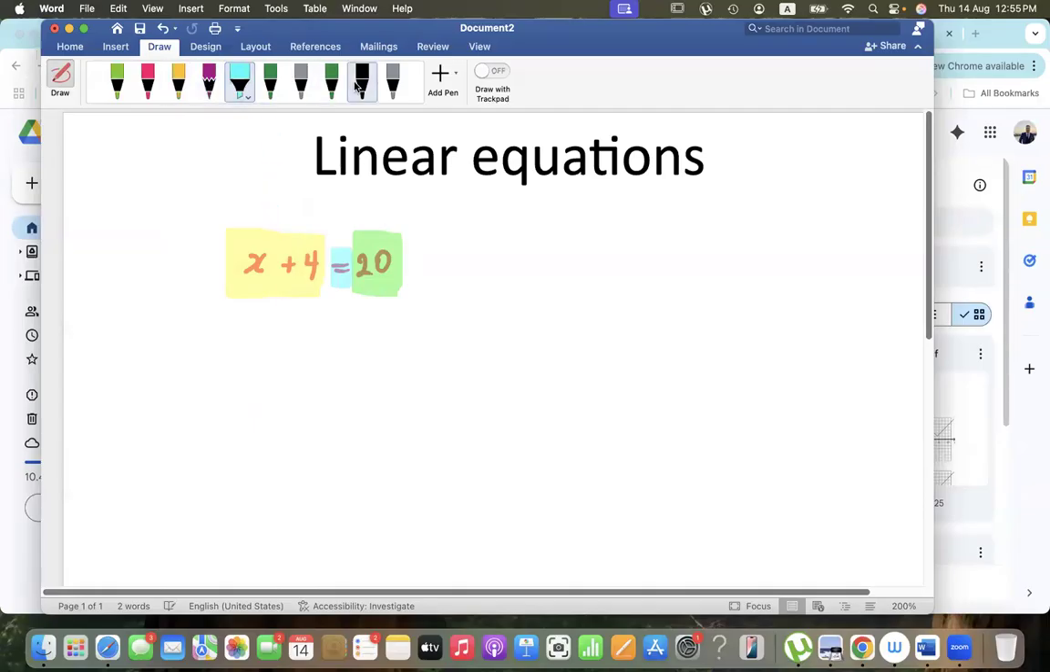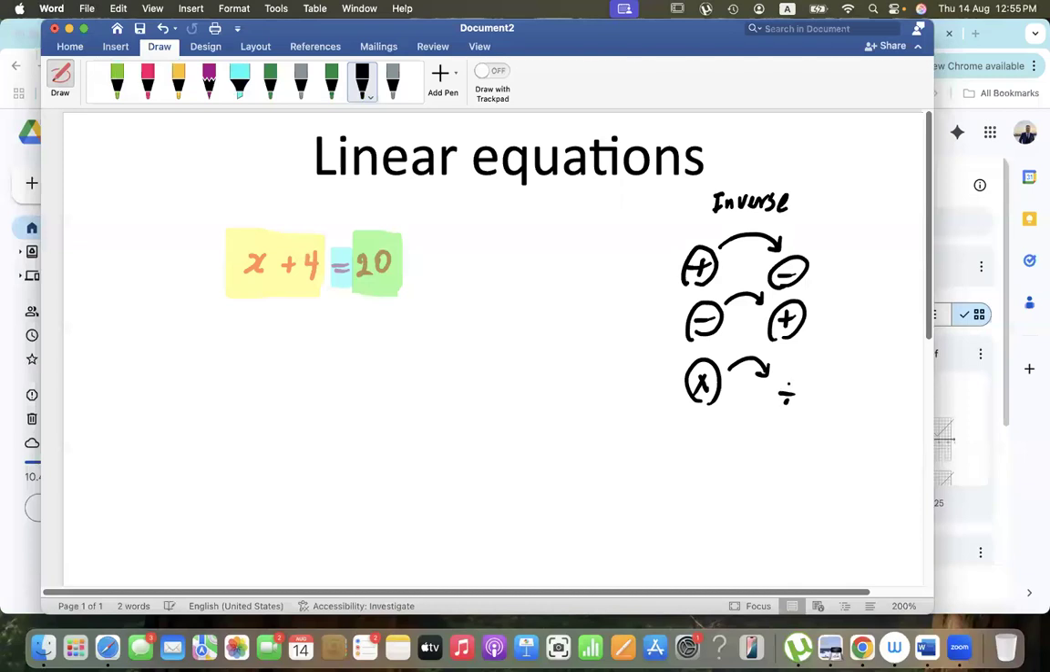So to solve this for x, we have to do the inverse operation. If it was addition, we are going to make subtraction. If it was subtraction, I'm going to make it addition. If it was multiplication, I'm going to make it division. And if it was division, I will make it multiplication.